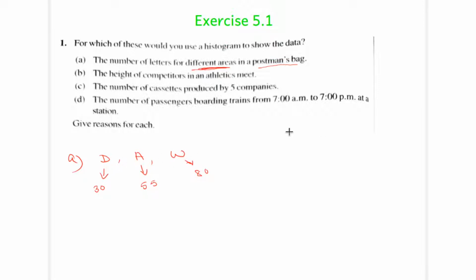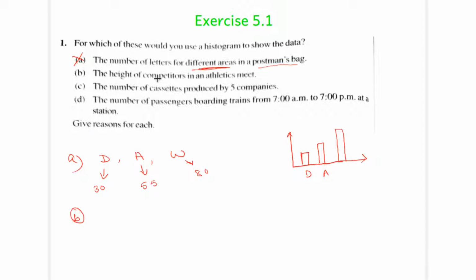So we can easily represent this. This is our Delhi, one bar for Delhi, another one for Assam, and the third one for West Bengal. They have no connection with each other. They are individual data, so we will not use a histogram for this example. Now come to number B.